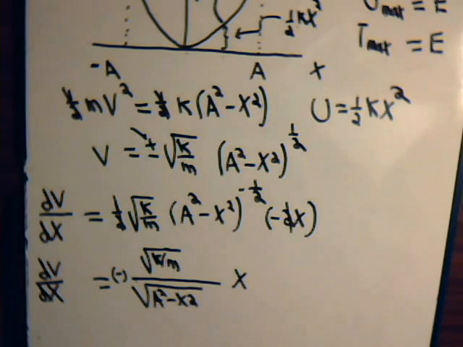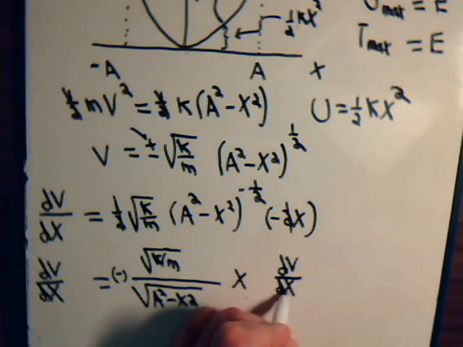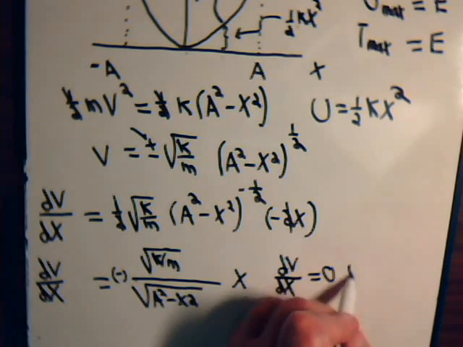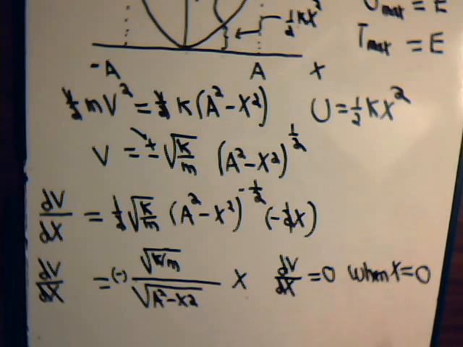And that is dv/dx. And of course that will have a maximum or a minimum point when it equals 0. And dv/dx will equal 0 when x equals 0. Now the question is, okay, but is that a maximum or a minimum value for dv/dx? So to know that, we'll have to take the second derivative and see if the second derivative comes out positive or negative.